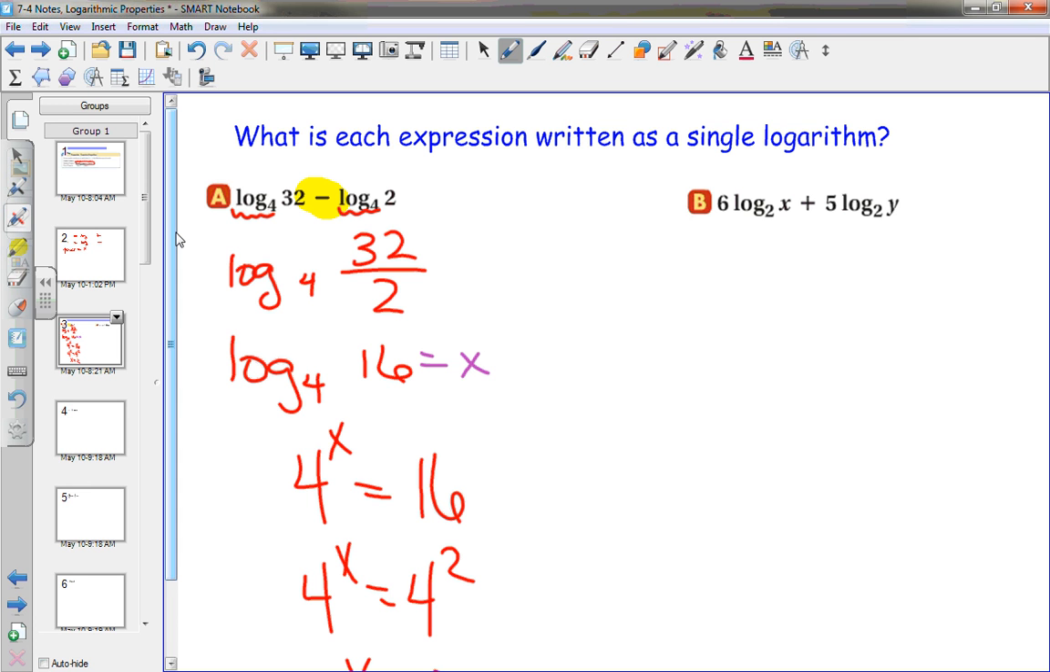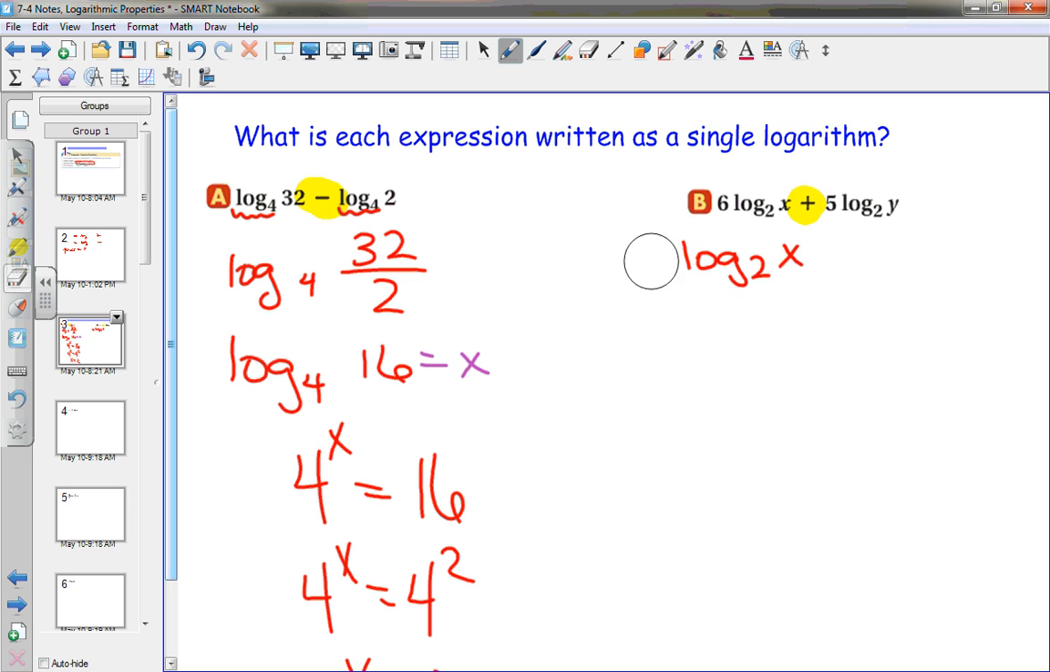Okay, how are these 2 attached? By addition, so in log world that is multiplication. So I have 6 times the log base 2 of x. Now, I have a problem. Why do I have a problem? What's that 6 doing?